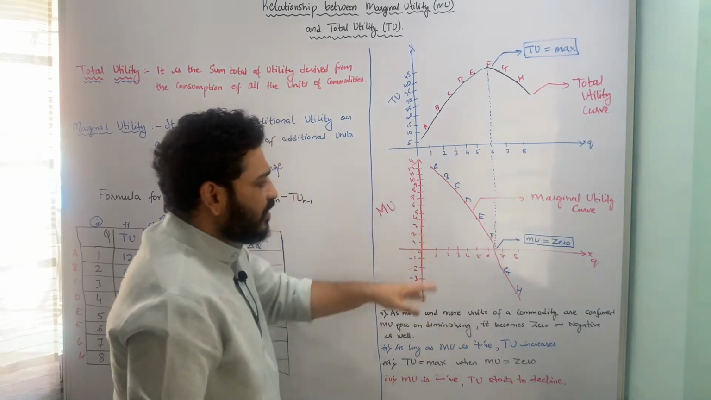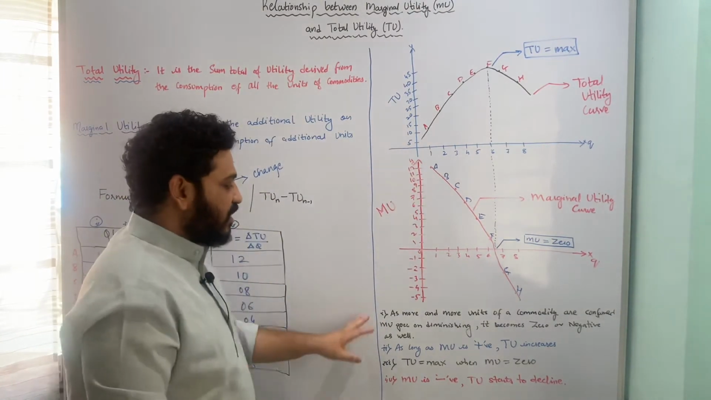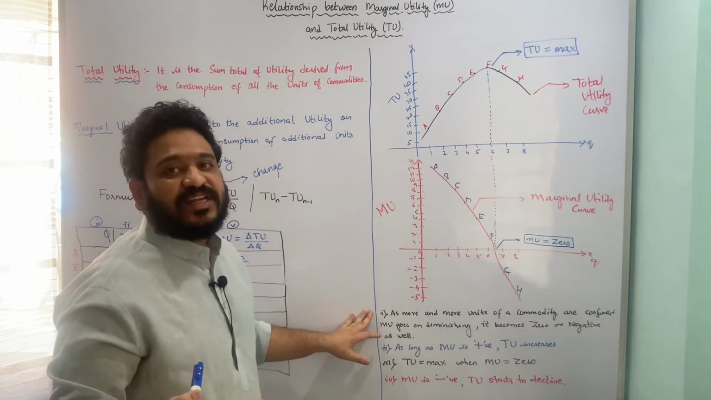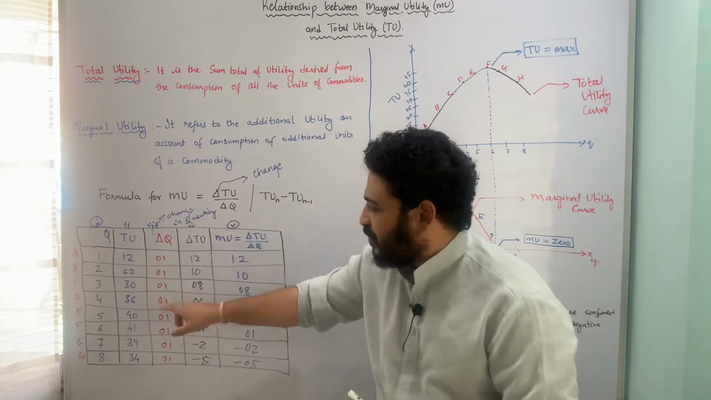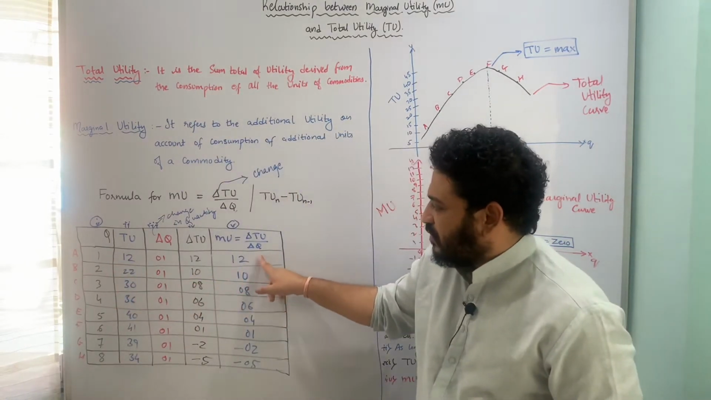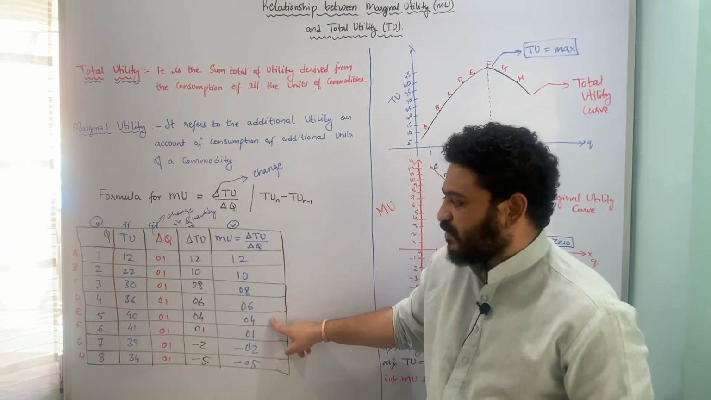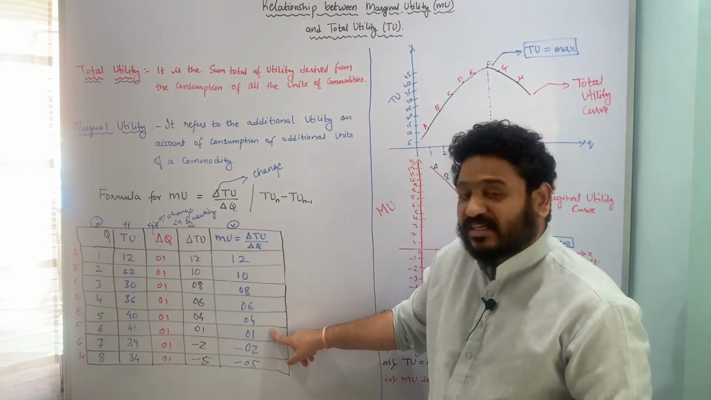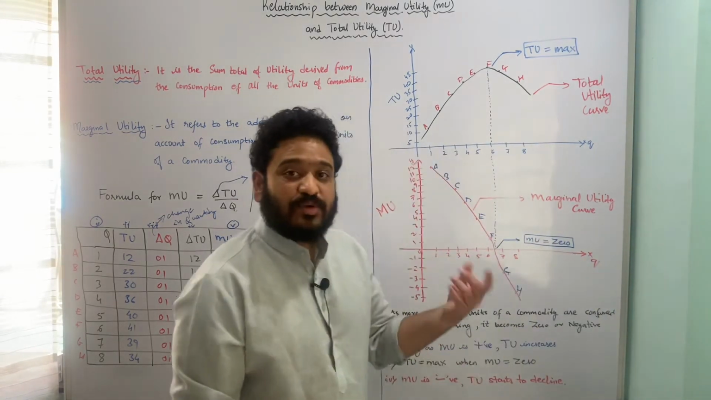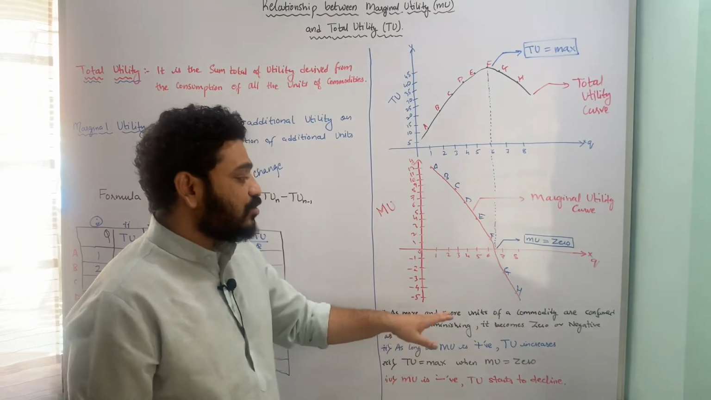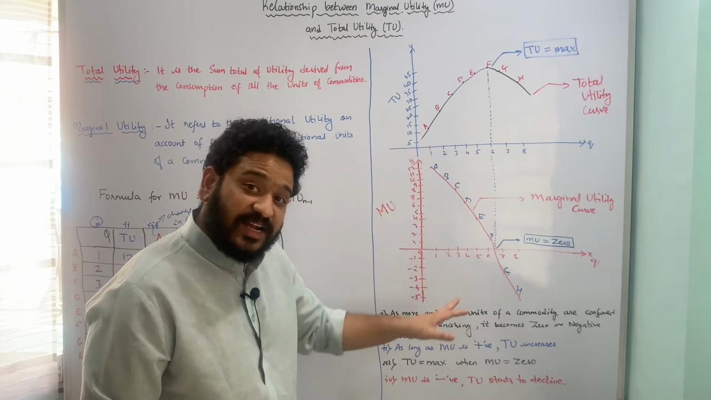So let us look at now what can be the possible relations between marginal utility and total utility. The first is, as more and more units of a commodity are consumed, marginal utility falls. So we can see from here, from 1 to 2, it is going down. Third, it is going to 8. When the fourth unit is consumed, it becomes 6. When the fifth is consumed, 4. Then the sixth is 1, and then it becomes negative. So as more and more units of a commodity are consumed, marginal utility goes on diminishing. It becomes 0 or negative as well.